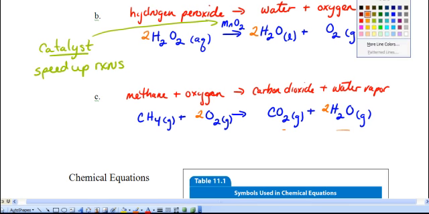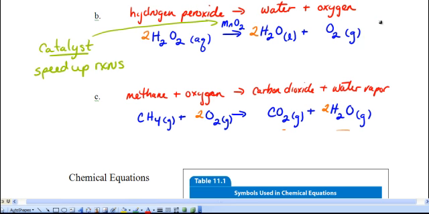Let me change colors. We'll go with green. Let's go ahead and rewrite this equation. We have CH4 plus O2 producing CO2 and H2O. Okay, and let's just say you're completely lost, you have no idea how to balance this equation.